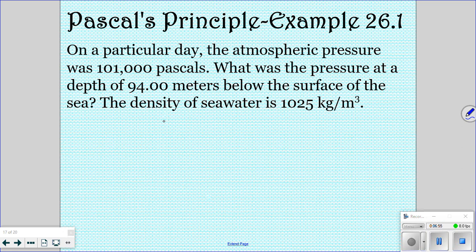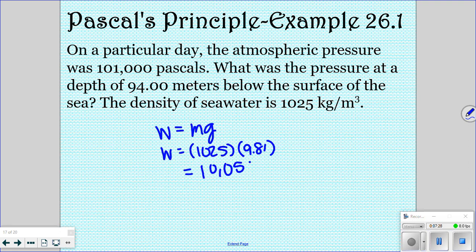So we need to know what is the weight of the seawater. So weight is just equal to mass times the gravity. So the mass is 1,025, and then gravity is 9.81. And so if you multiply, you're going to get 10,055.